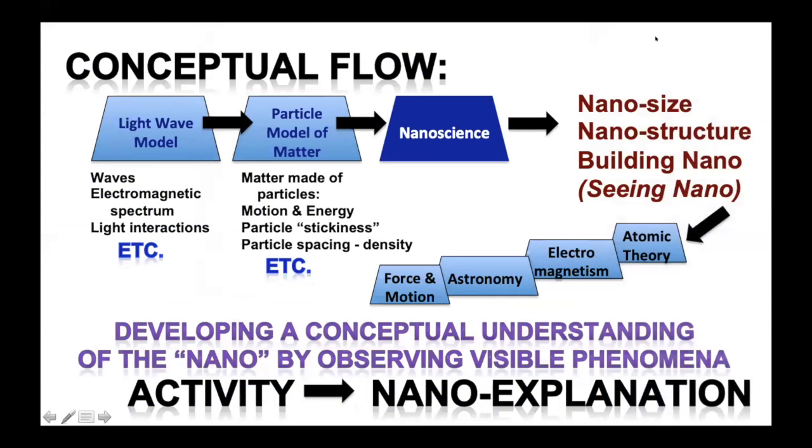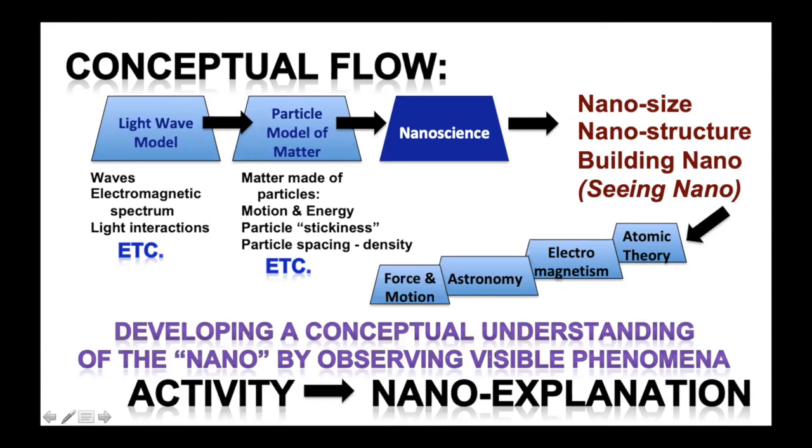As far as conceptual flow, what did my school year look like? Well, I started off with a unit about light waves, so the light wave model, looking at the electromagnetic spectrum, light interactions, etc. And a second unit about the particle model of matter, where we got into motion and energy at a particulate level, particle stickiness, particle spacing or density. And then I went into that separate nanoscience unit.